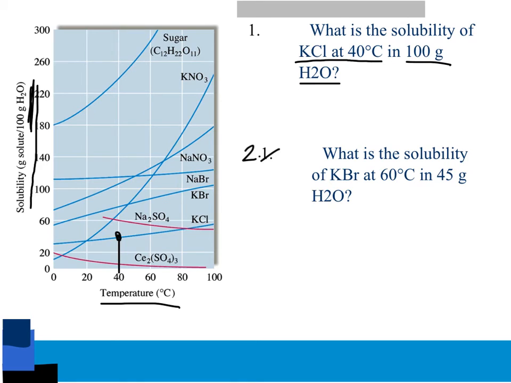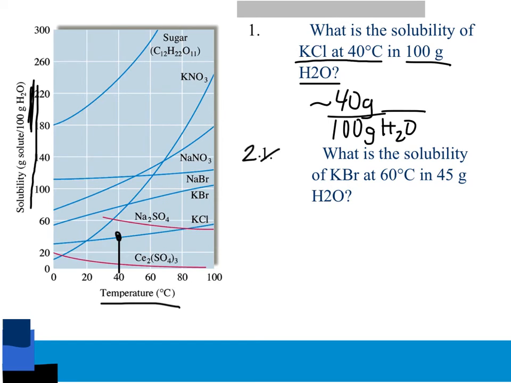Then just estimate across the best you can what you think that would be. And so we would say that this is approximately, it's about in the middle, right? So I would say approximately 40 grams would dissolve in 100 grams of water. Now you would not divide these two numbers out. You would just leave your answer just like that. So 40 grams in 100 grams of water.